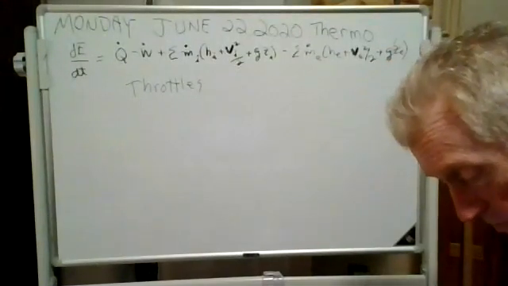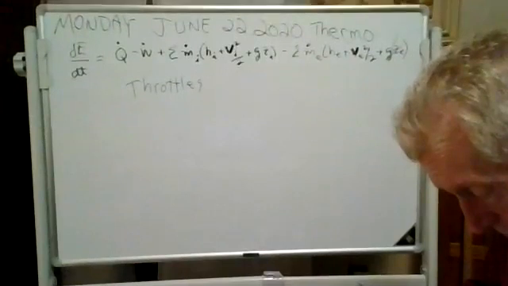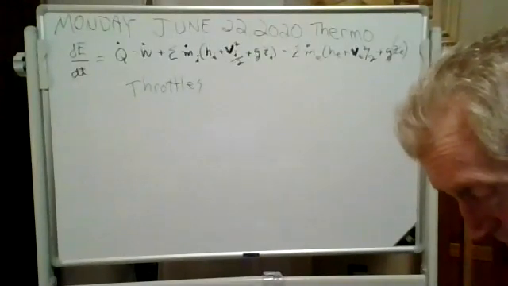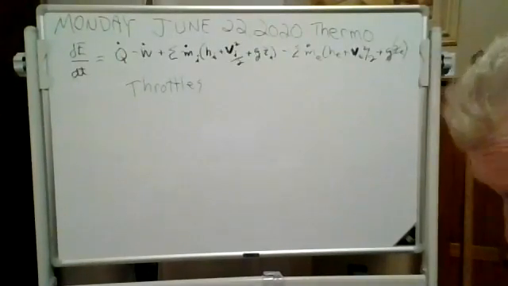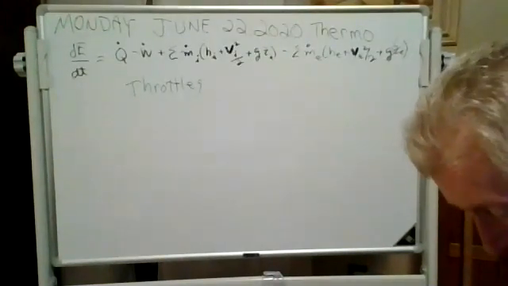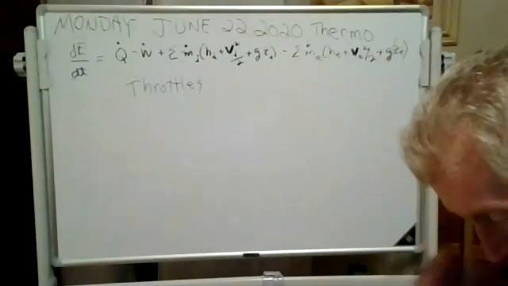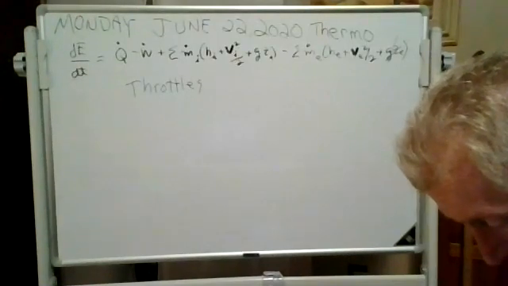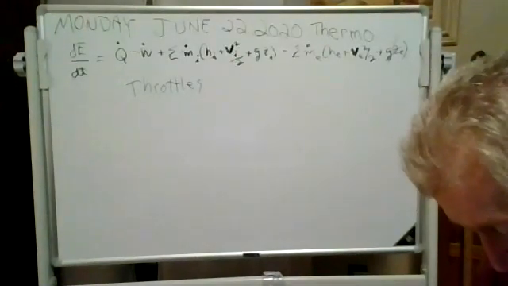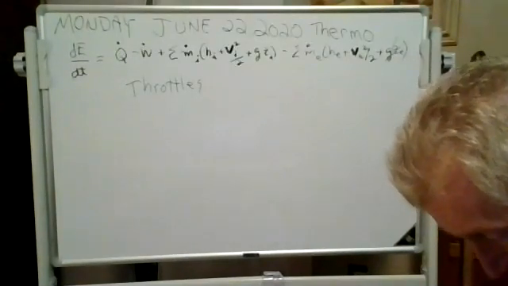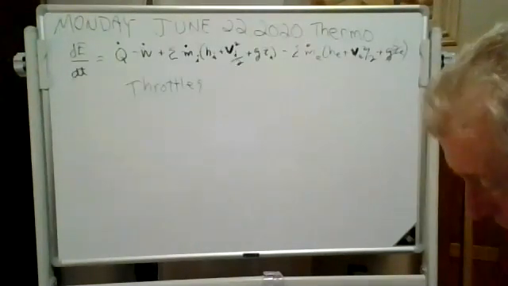Now, there's a picture of a throttle in here someplace. Let's see if I can find it. We're going to try to find it. What chapter are we in? We're in chapter 4, aren't we? Yeah, I think so. Yeah, there's a throttle. And there's a picture of one. Okay.